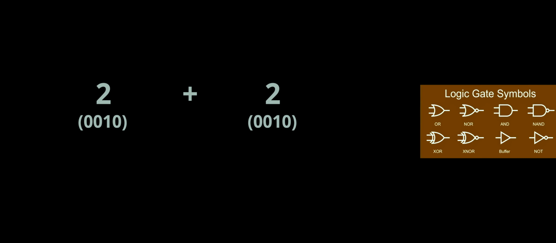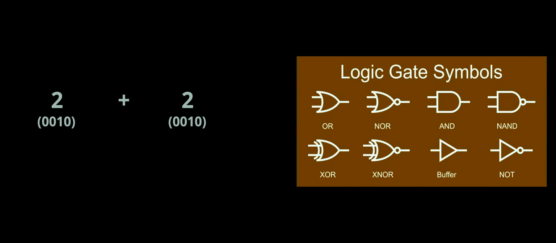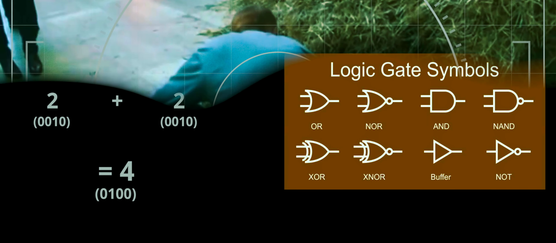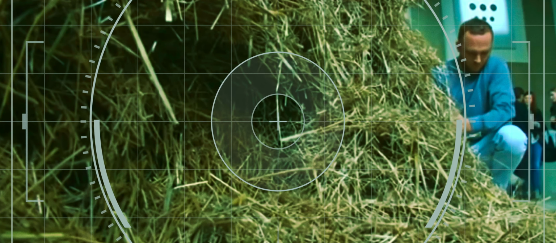To give you an example of how this works, let's say we want to calculate 2 plus 2. The computer would first convert the numbers 2 and 2 into binary code, 0010 and 0010. It would then use a set of rules called logic gates to add the numbers together, 0100, and give us the answer 4.